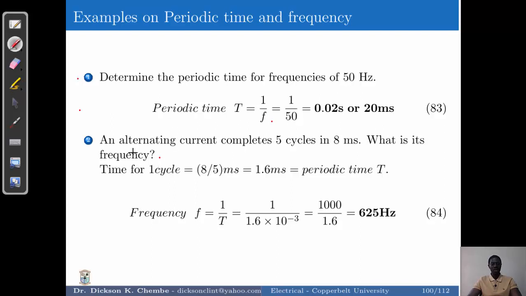In another example, you have an alternating current that completes 5 cycles in 8 milliseconds, and you've been asked to find the frequency. You first have to find the time taken for one cycle. In this case, we found the time taken for one cycle to be 1.6 milliseconds. That is the periodic time. If you remember, the time it takes to complete one cycle is the periodic time t. If we know the value of t, then we can use our equation f is equal to 1 over t to find the frequency. In this case, the frequency has been found to be 625 Hz.